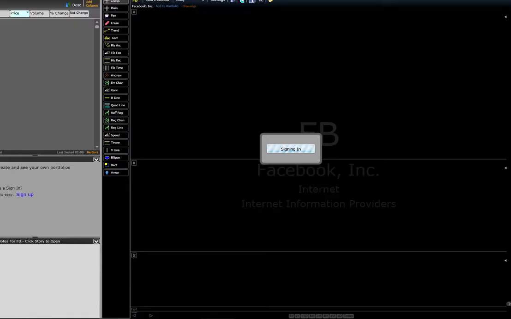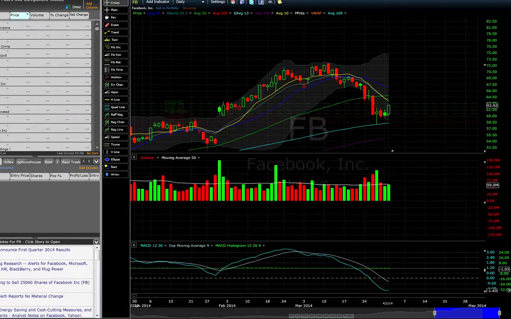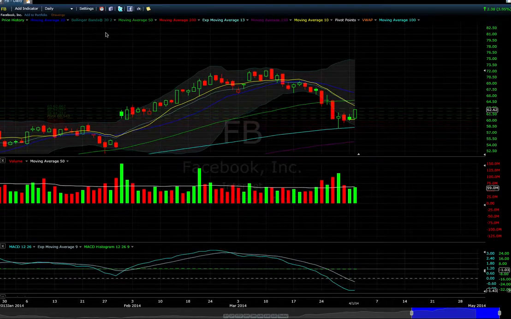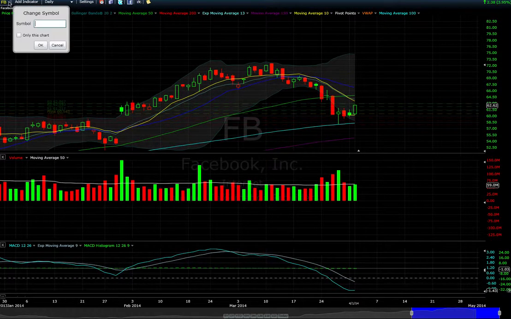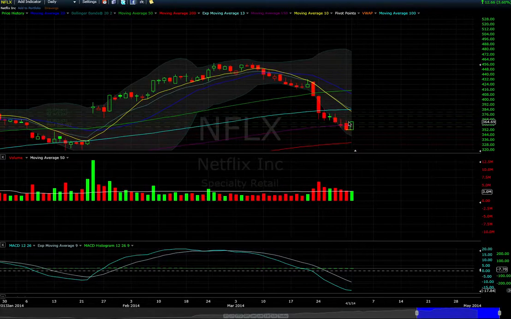It looks like Netflix does want to bounce here. It got a nice reversal candle on the daily chart. Let's go over that right now, actually. So Facebook bouncing, as I mentioned, had a good possibility here with this nice spinning top candle. Let's go to Netflix right now. Punch up that chart. Got a nice little reversal candle here.